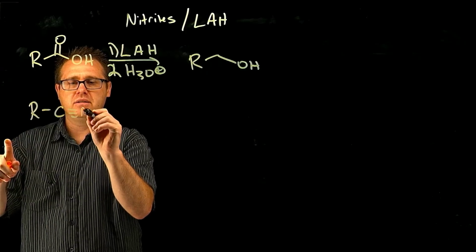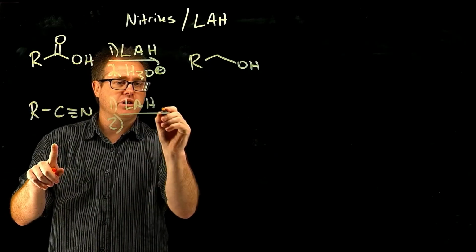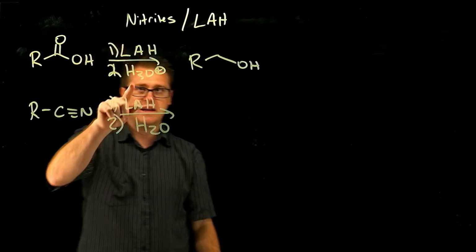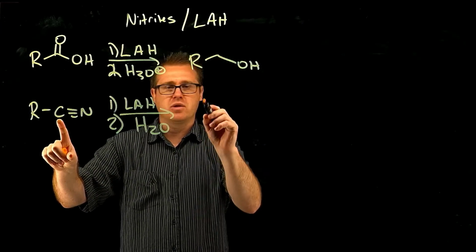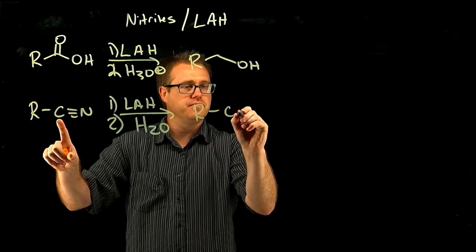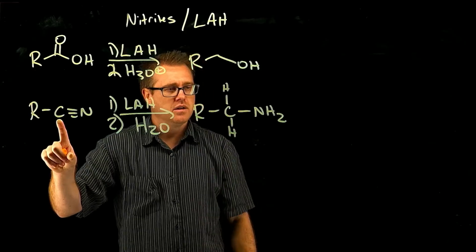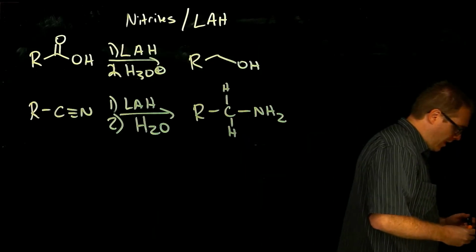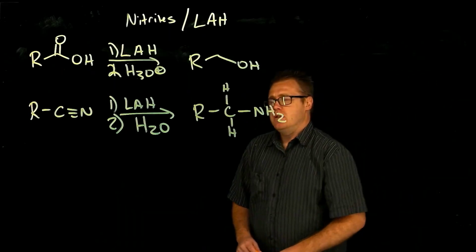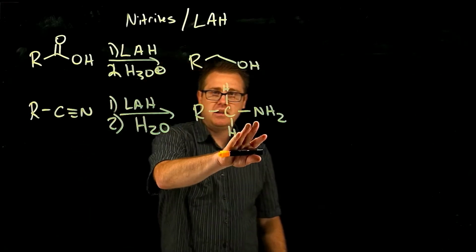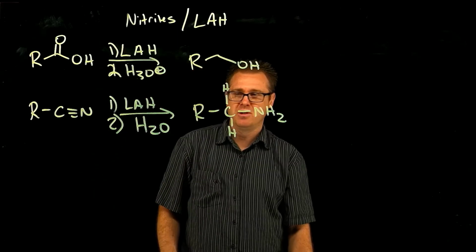Well, we can do the same process with nitriles. We could take a nitrile and treat it with lithium aluminum hydride. And then in step 2, do a aqueous workup. You see how that's acidic and that's aqueous. I'll talk about that in a minute. But what's that going to do for us? That's going to give us a amine. So we can generate amines from nitriles just by doing a reduction, lithium aluminum hydride.